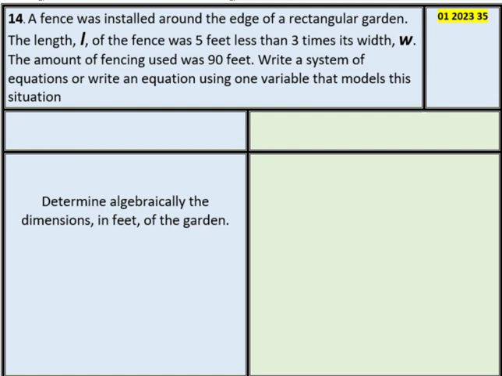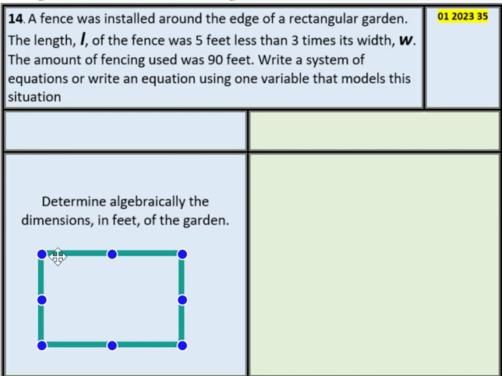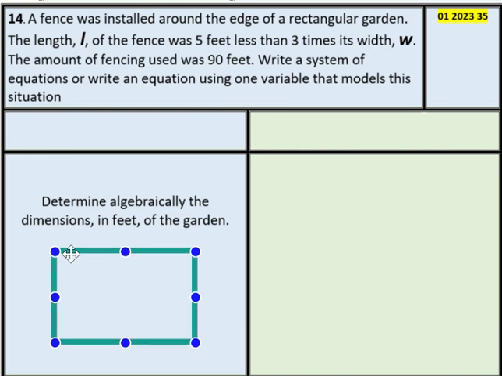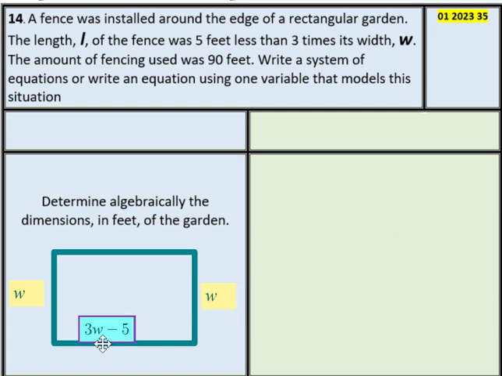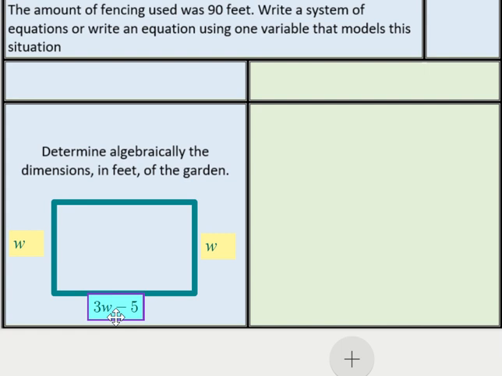So we've got length, we've got width. Let's put together our system of equations. But first, let's make a model. We're talking about a rectangular garden. So what's that look like? You've got a width on either side, W, and you've got a length that's a little bit different. So the length is 3 times the width, but it's 5 less than that. So it's 3W minus 5. And that's what our garden looks like.